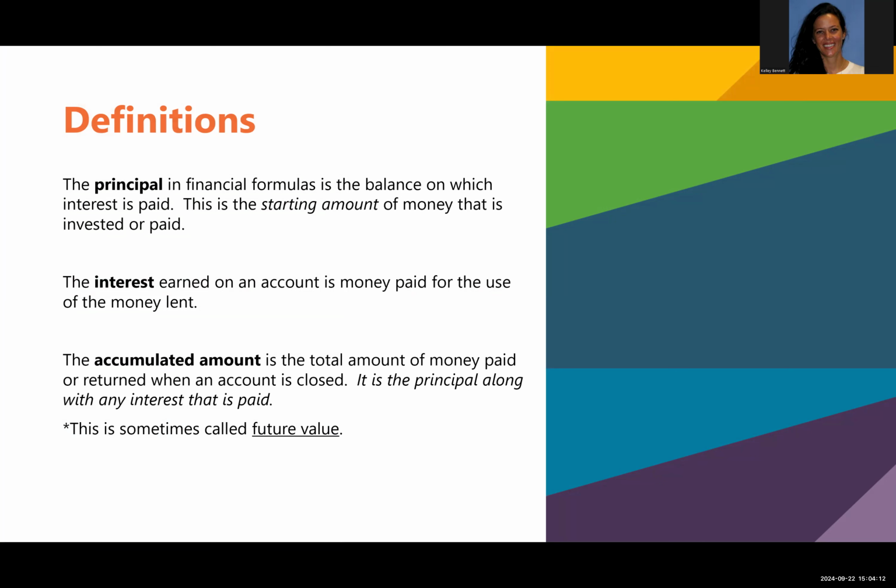Then we also have something that is sometimes called the future value or the accumulated amount, which is the total amount of money paid or returned when an account is closed. So it is the principal, P, plus interest, I.